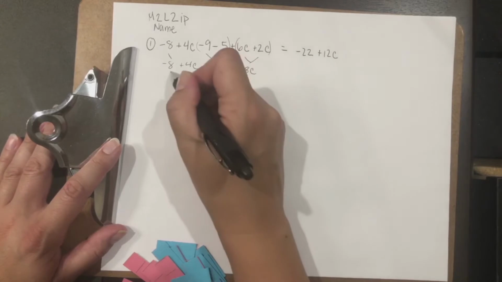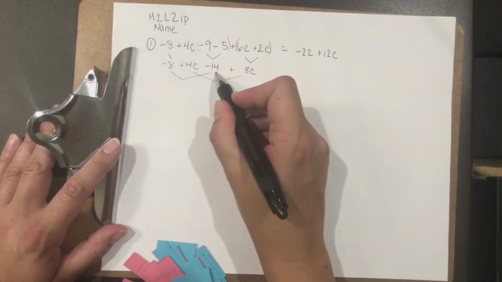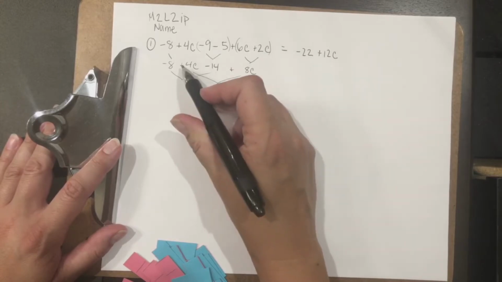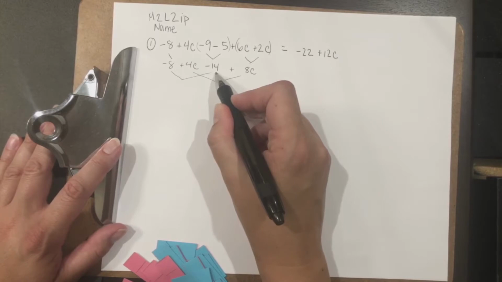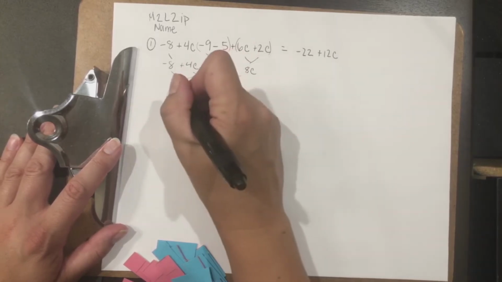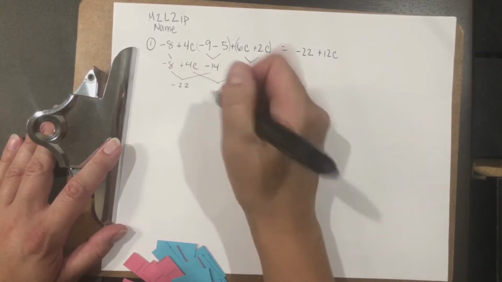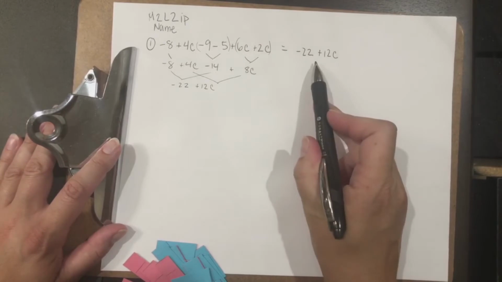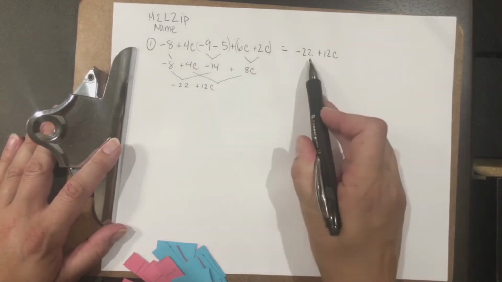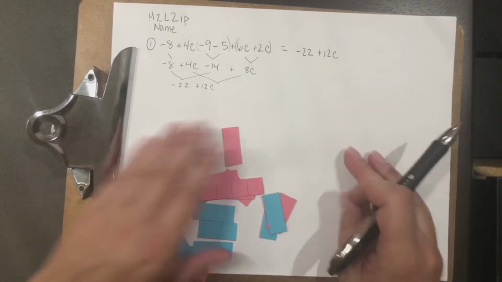And then I'm going to put these two together and these two together. So -8 and -14. Well, positive 8 and positive 14 would be 22. So then it's just negative. And then 8 and 4 is 12. So I have 12c. Ta-da! Same answer. But with the tiles, it is so much easier.